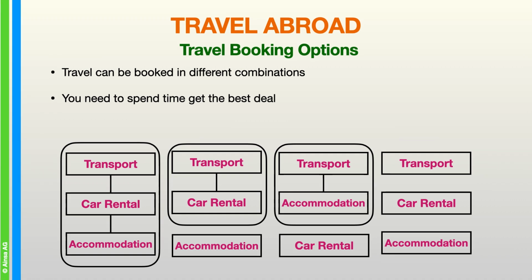Travel or holidays can be booked in different combinations. You need to spend some time and get the best deal. A typical travel has three components. You have transport, car rental, and accommodation. You can book these all together through one travel website, for example. You can book two together and the third one separately, or like shown in the column on the right hand side, you can book each component separately.